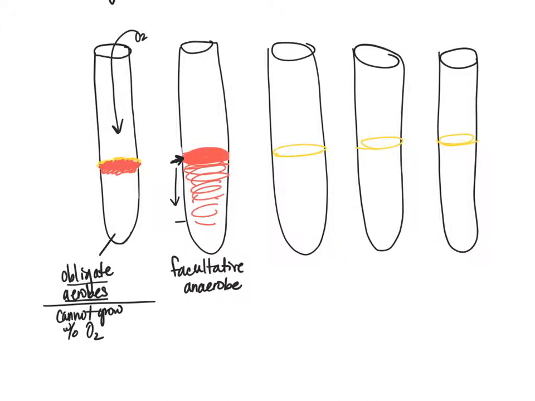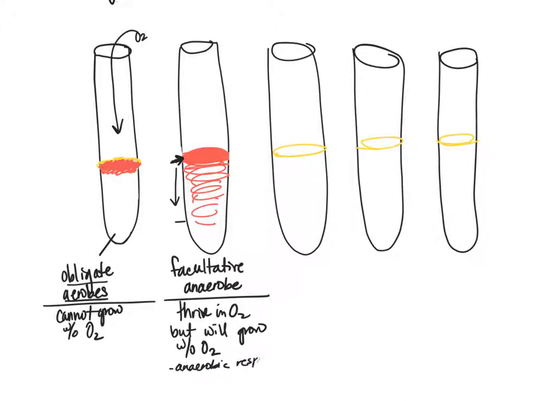What that means is that they thrive in the presence of oxygen, but will grow without oxygen. So remember, they can do anaerobic respiration or fermentation.